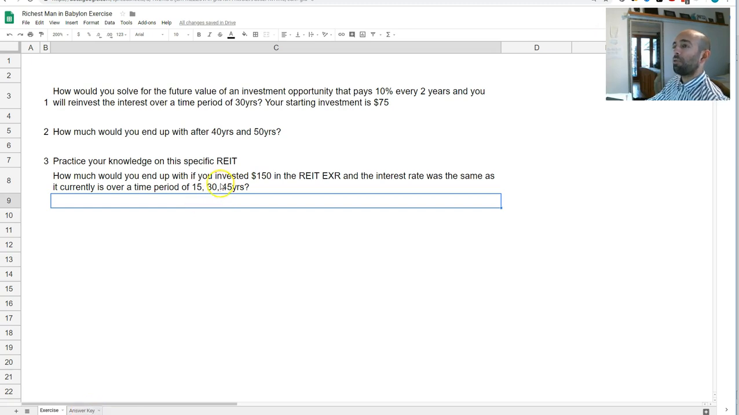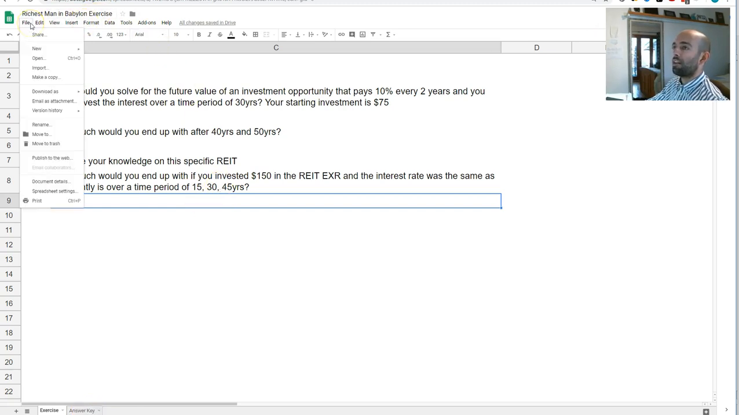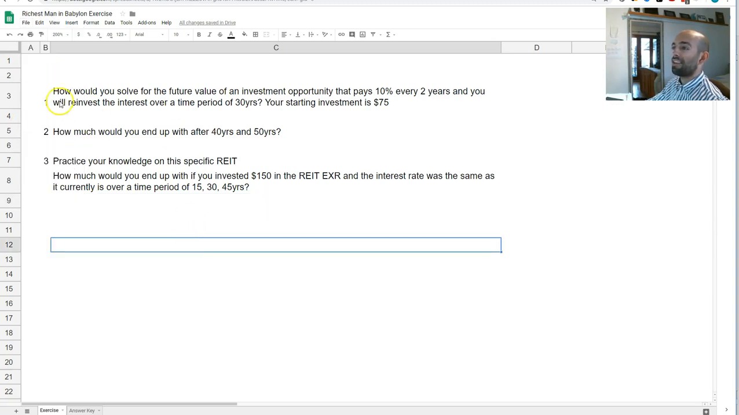And what you should do is go to File and then make a copy and add it to your drive. There should be something here that says add it to your drive, and once you do that, then you'll be able to edit this file and then look at the answer key section.